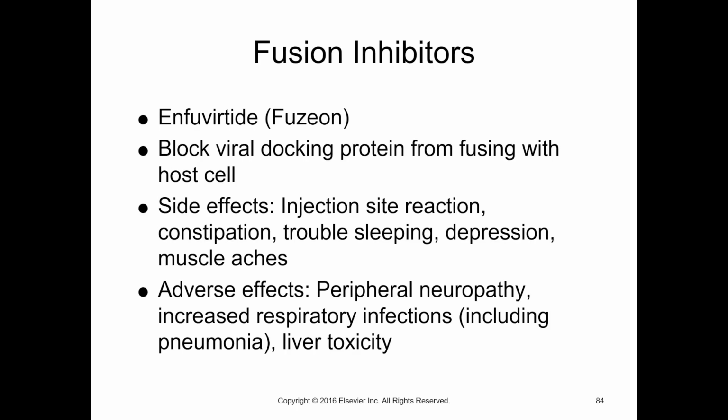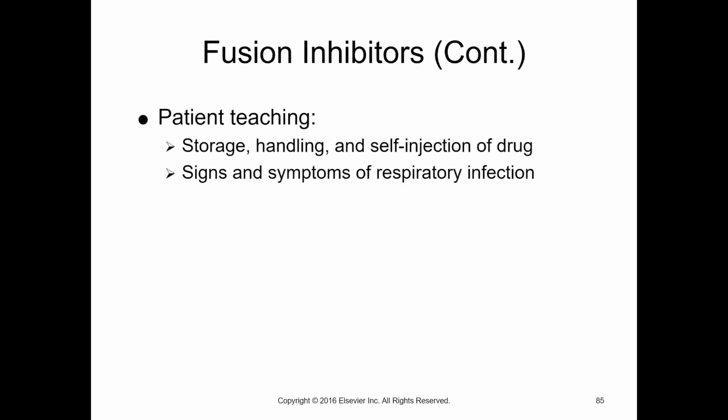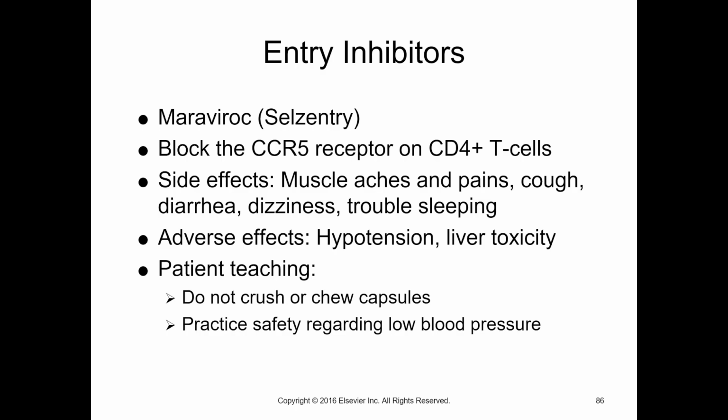Fusion inhibitors, these block the viral docking protein from fusing with the host cell. So again, this helps prevent the virus from ever entering the cell to begin with. Entry inhibitors, same thing here. But these are a little bit different because they block a specific receptor, the CCR5 receptor, on our CD4 positive T cells. That's basically just fancy talk for our T helper cells.